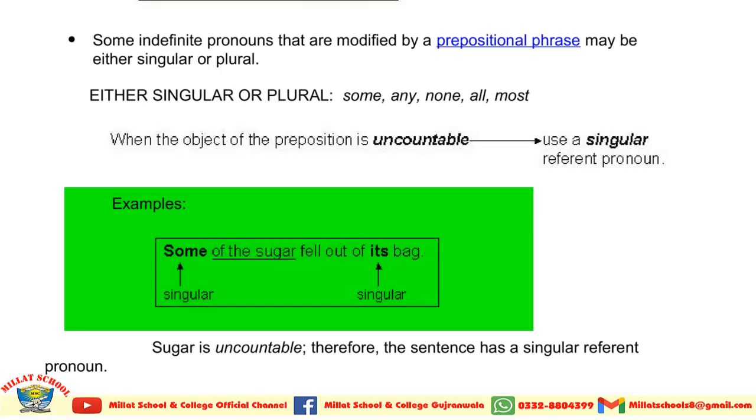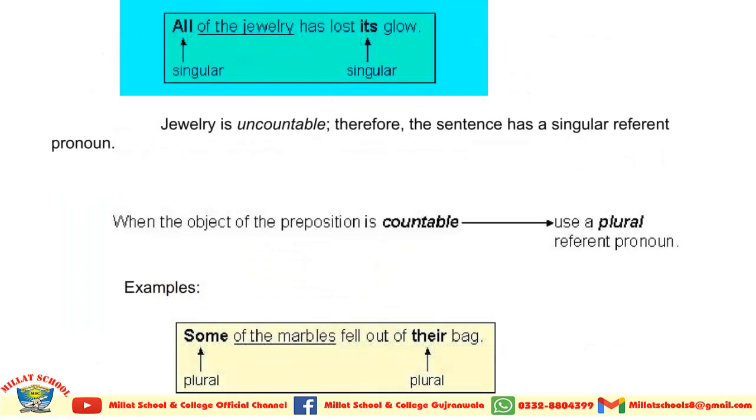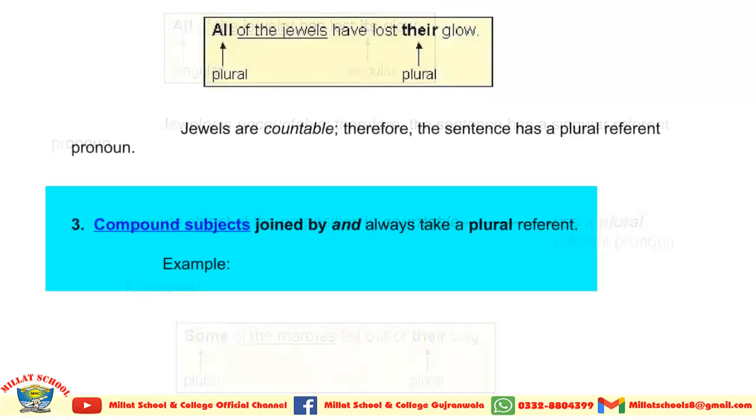Now I am coming towards the next example. All of the jewelry has lost its glow. Here all is used as a singular indefinite pronoun. So we have used a singular referent, its. So now I am coming towards the next subject verb agreement component.